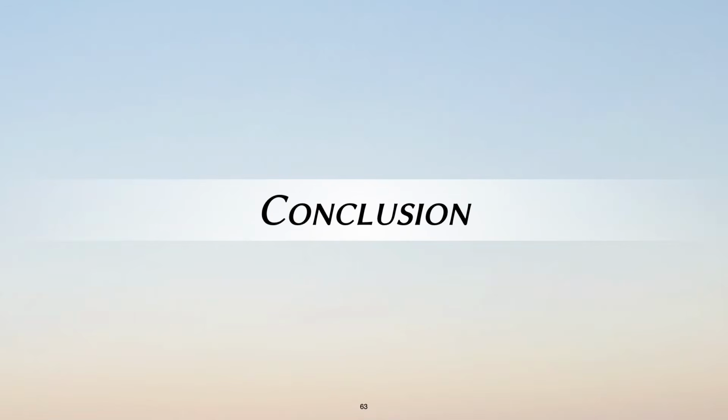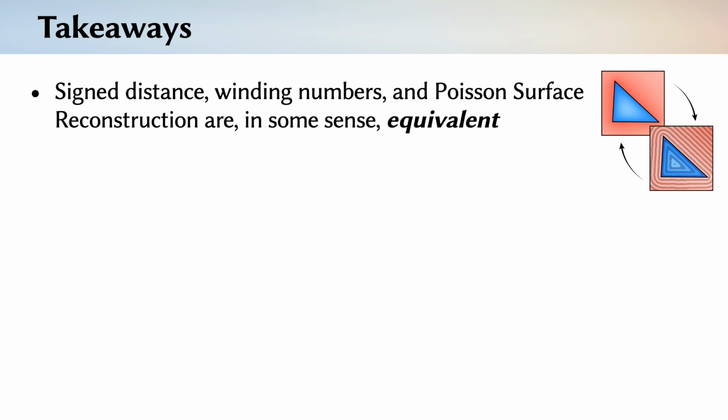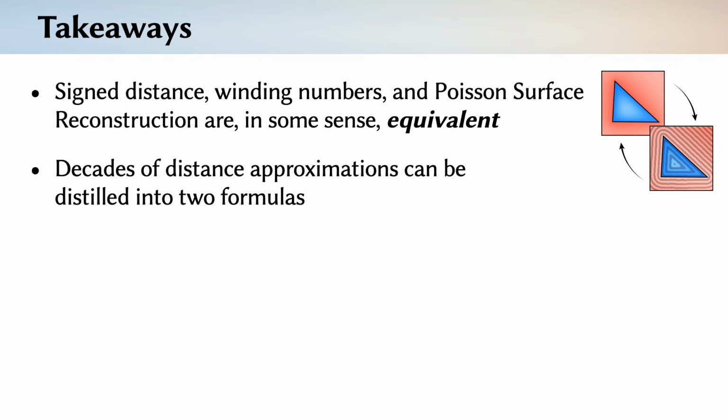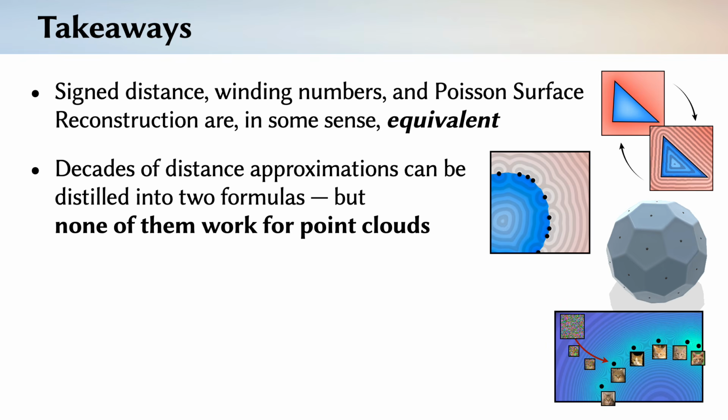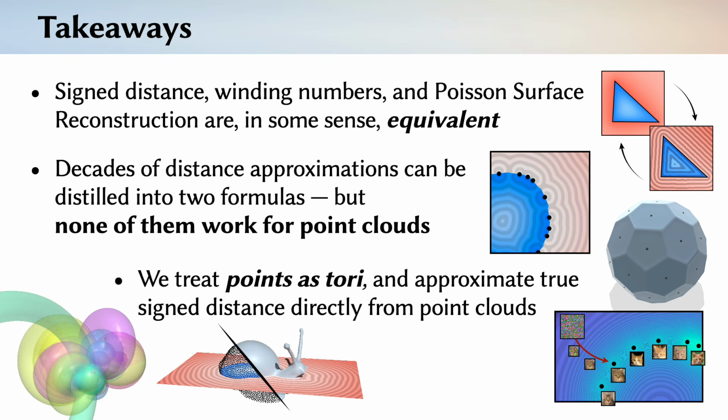There's so much more to say, but to summarize what's in our paper, we first show how signed distance can be unified with certain classic reconstruction methods. They're all actually equivalent in the sense that they can all be obtained from one family of PDEs. Building on these insights, we show that decades of distance and reconstruction methods can be seen as instances of just two formulas, but none of them work for point clouds. And in general, this phenomenon is fundamental to not just distance and not just in low dimensions, but for more general manifold learning tasks. In the end, we show how a deceptively simple formula combined with torus SDFs and some careful design choices can be used to efficiently approximate the true signed distance directly from point clouds.